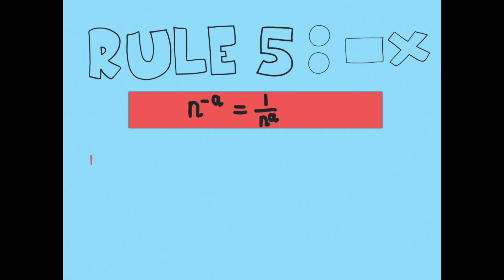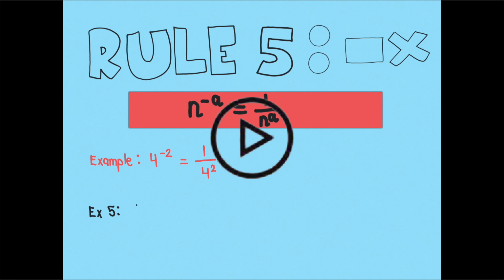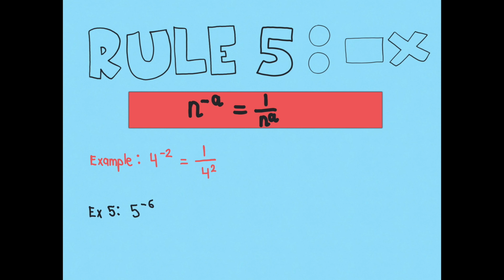Here is an example of the fifth law. Our base is 4 and our index is -2. This can also be written as 1 over 4 to the power of 2. Pause the video to try the question below. The answer is 1 over 5 to the power of 6.